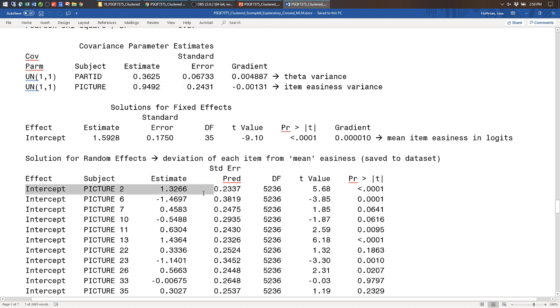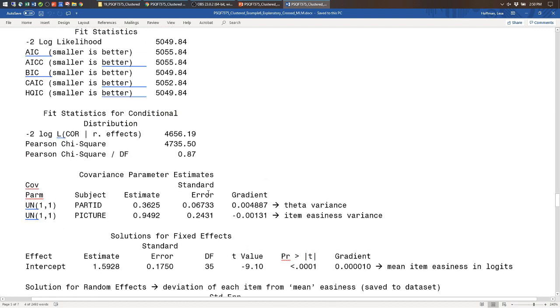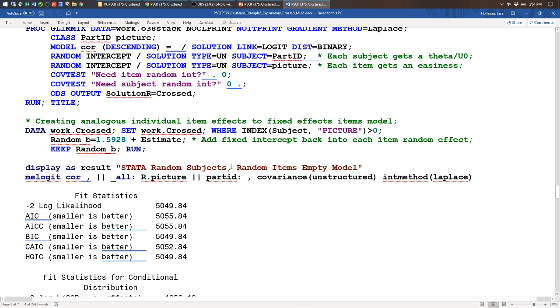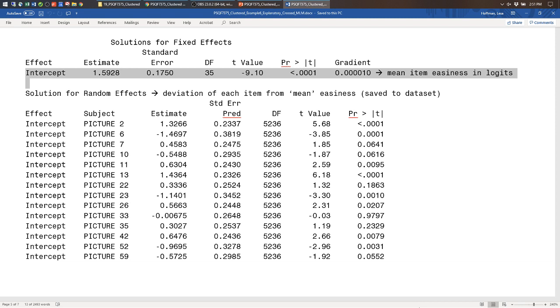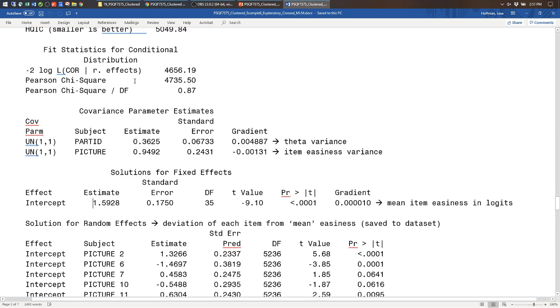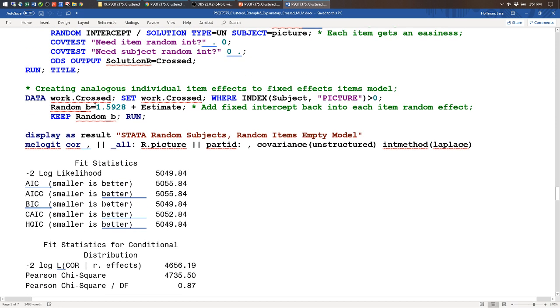Each of these estimates is from the solution for random effects. So they have a mean of 0 for the random effect because the mean is given right here. That number right there is the mean easiness in logits. And each of these values in the table is how far off from the mean that particular item is in its easiness. So if you put their offness together with their mean, you get the easiness per item. And that's what I had done up here, is create a new column that has that.